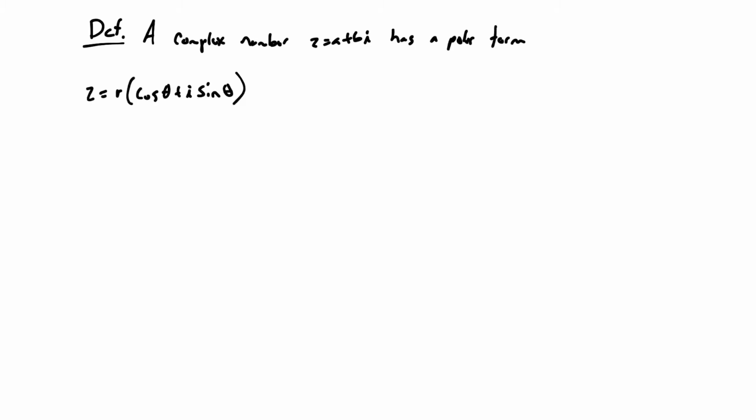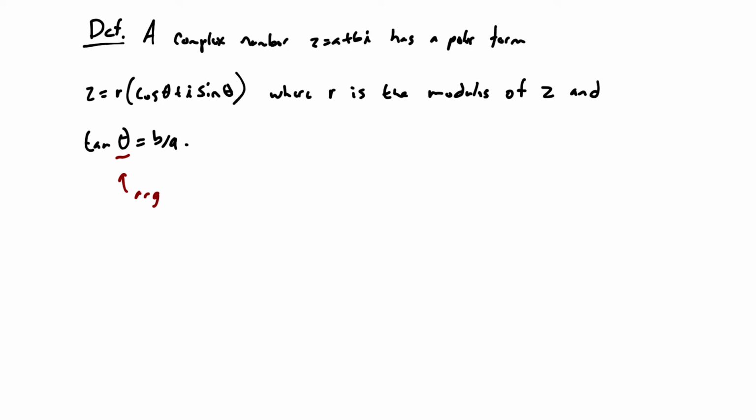Again, we start with a complex number, and its polar form is of the following form, where again r is the modulus of our complex number, and we also have that tan theta is equal to b divided by a. We call the angle theta the argument of our complex number.